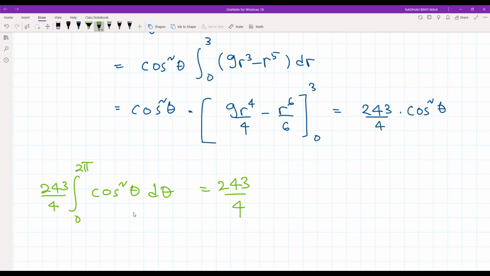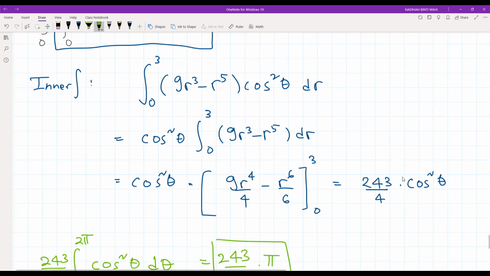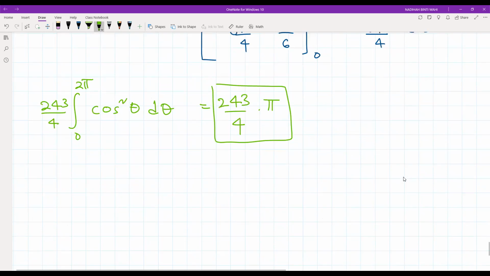Okay, you can do the half angle formula, and then the answer will be pi over 4, just pi. Or you can do any techniques. So that's the answer for that. Okay, any questions so far?